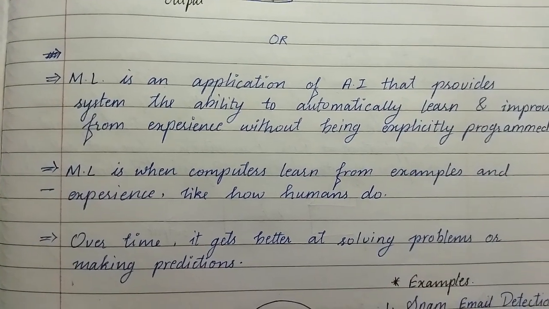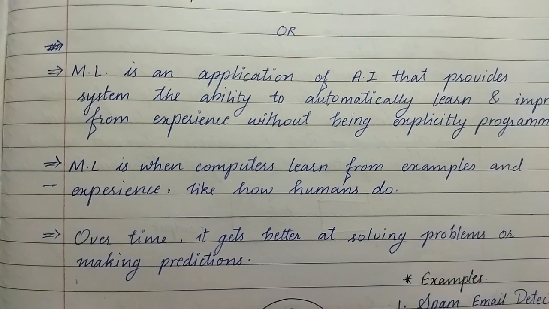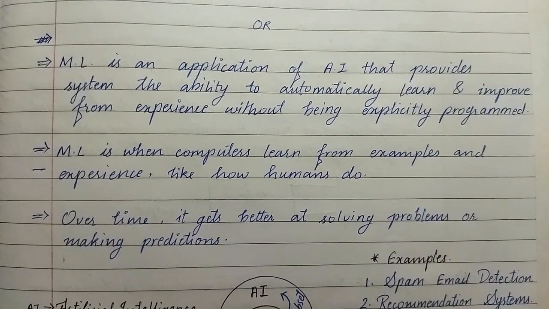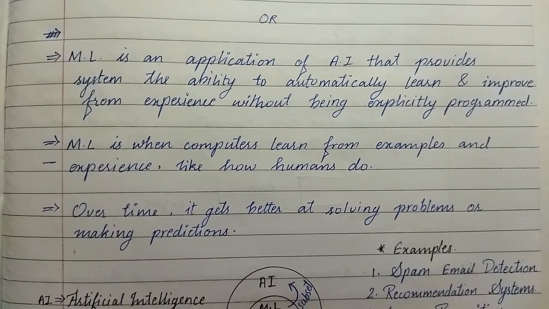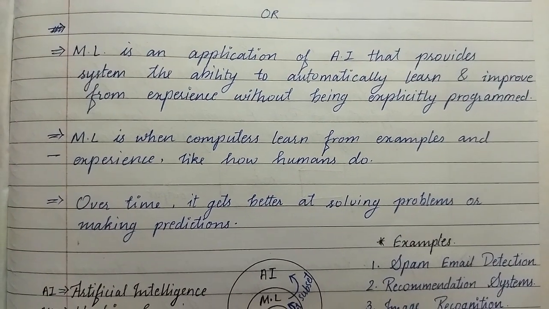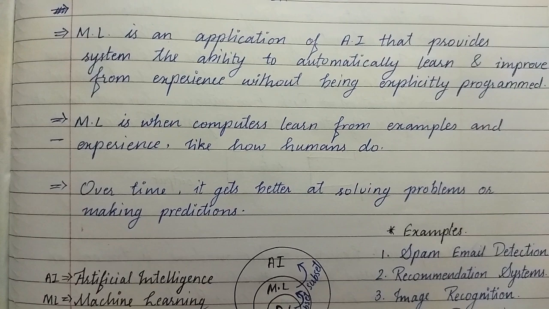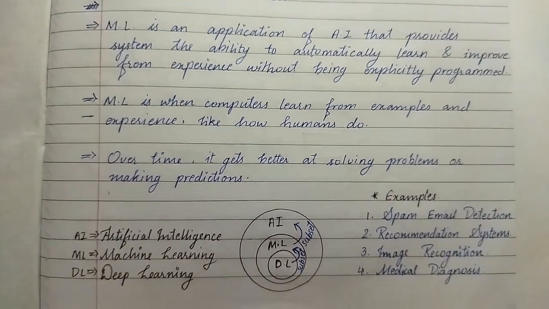Also, machine learning can be defined as an application of AI that provides systems the ability to automatically learn and improve from experience without being explicitly programmed. So machine learning is when computers learn from examples and experience like how humans do. Over time, it gets better at solving problems or making predictions.